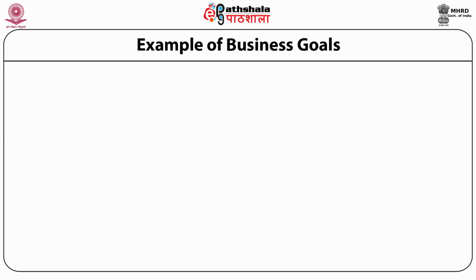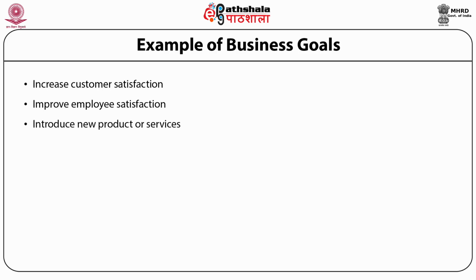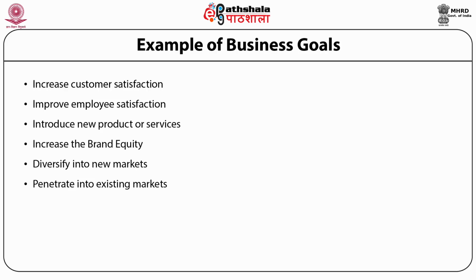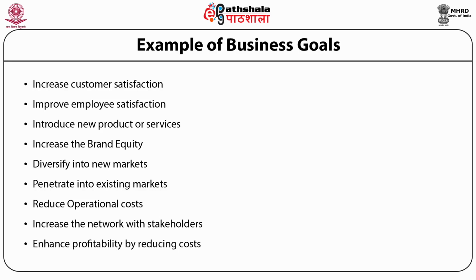Let us look into the various examples of business goals. You can have goals like increasing customer satisfaction, improving employee satisfaction, introducing new products or services, and increasing brand equity. Companies could set up goals like diversifying into new markets or penetrating existing markets. Companies can set up goals like reducing the operational cost, or increasing the network with the shareholders, or finally enhancing profitability by reducing costs.